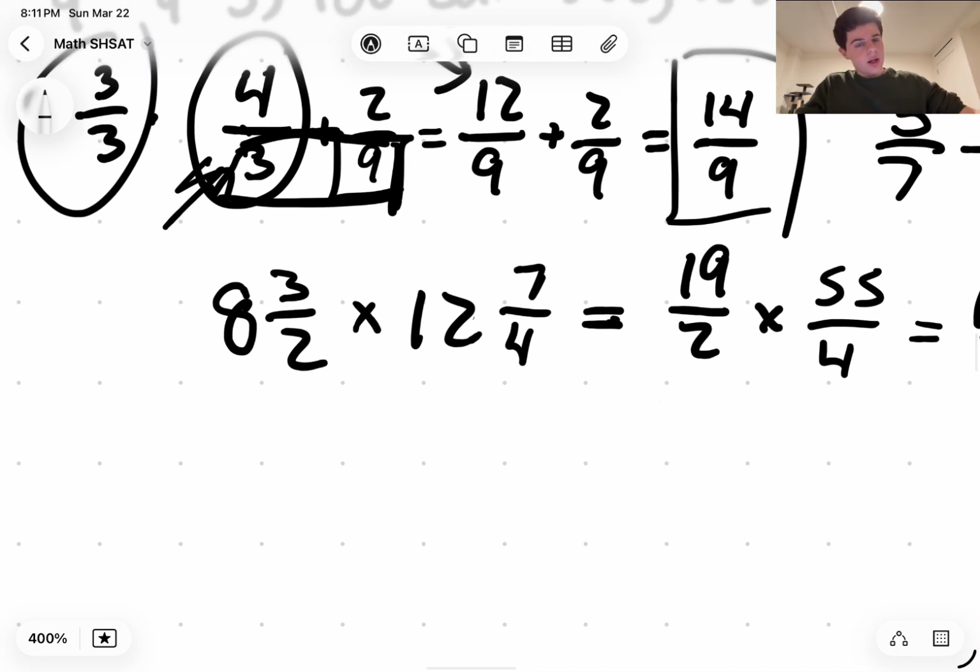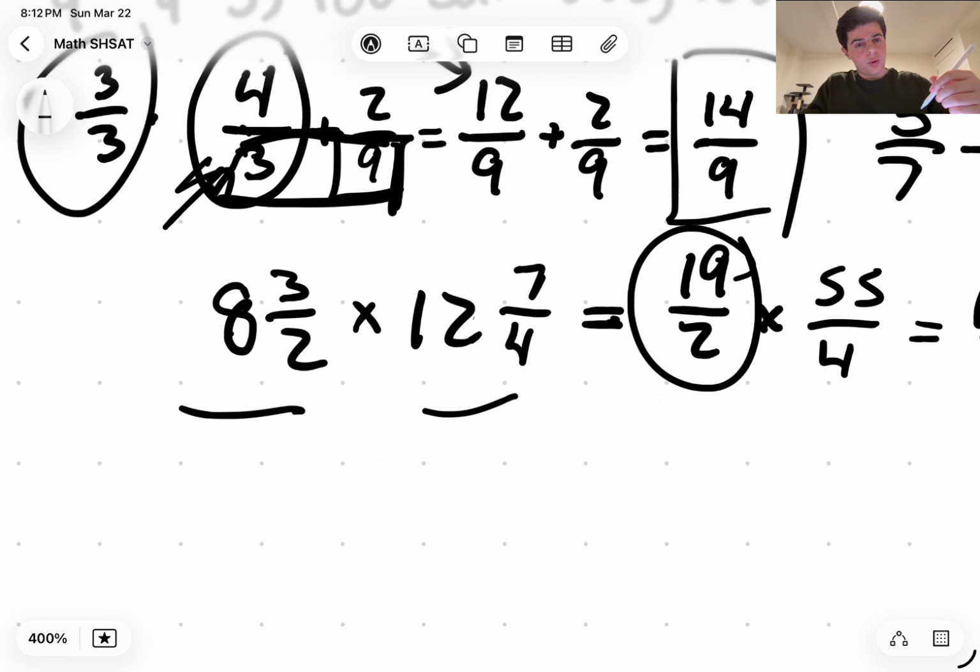Our third type is multiplying. And multiplying is actually a lot easier than adding and subtracting because, unlike in adding and subtracting, you don't need a common denominator here. But here we have two numbers in mixed form, so we are going to have to convert those into improper form. So like usual, 8 times 2 is 16. 16 plus 3 is 19. 19 over 2 is the answer to our first one.